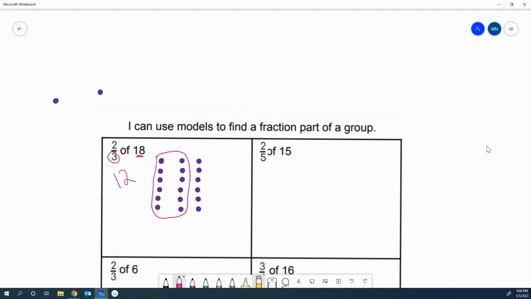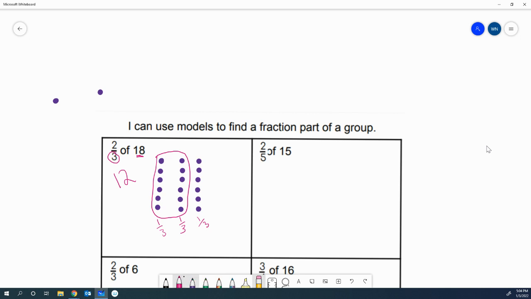So let's think of it this way. What if there were 18 students in the class and 2/3 of them were boys? That would mean that there were 12 boys, and the 1/3 that is left would be girls, so 6 girls, because each of these columns represents 1/3 of 18. So we circled 2/3, and we got 12.